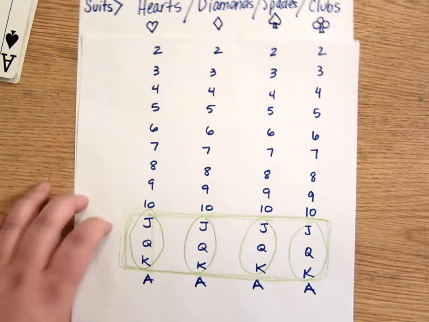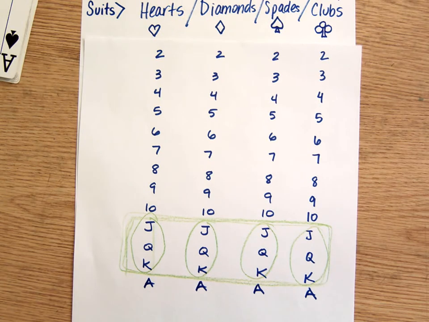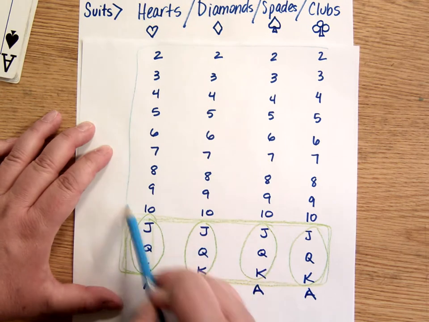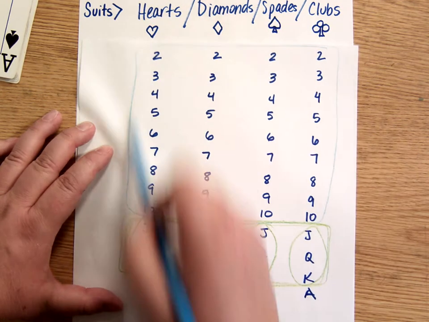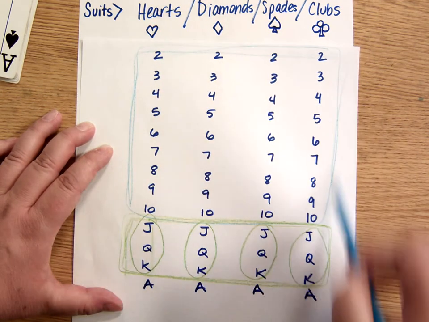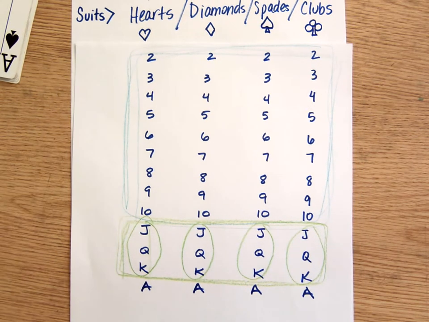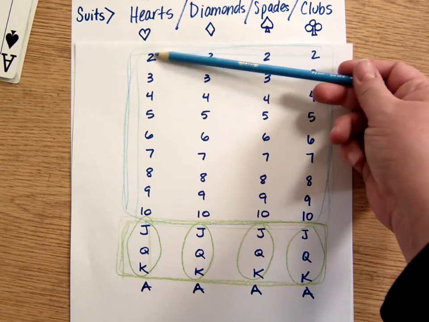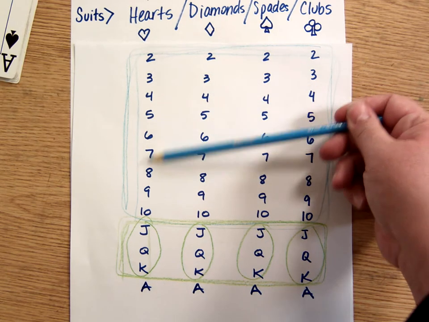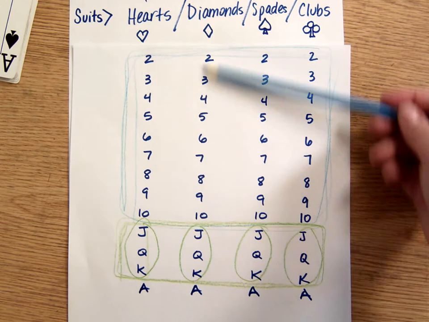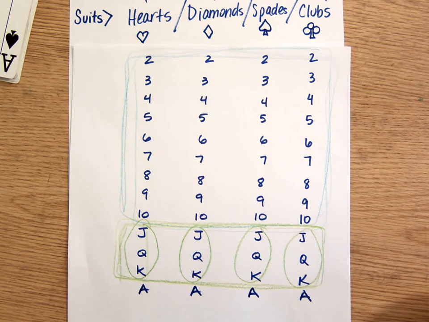Okay? Sometimes we talk about number cards. Everything in here is a number card. Everything from 2 to 10. Sometimes we break that down a little further. So let's look at how many number cards we have. 1, 2, 3, 4, 5, 6, 7, 8, 9. 9 in each suit. 9 times 4 is 36 number cards.